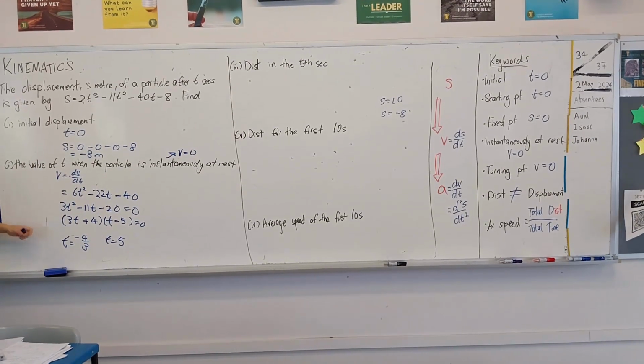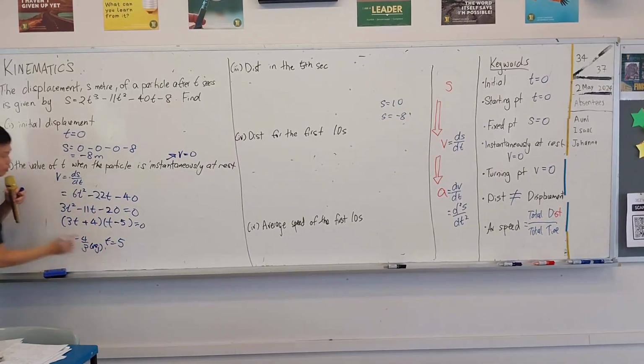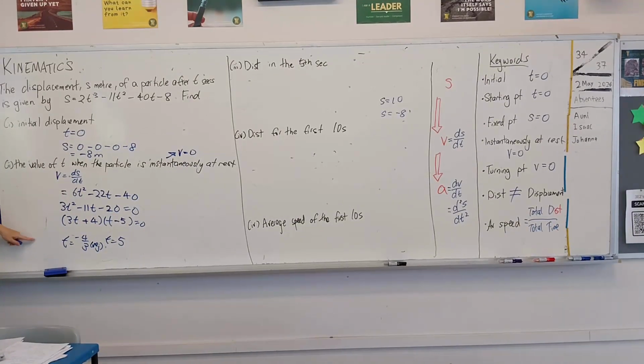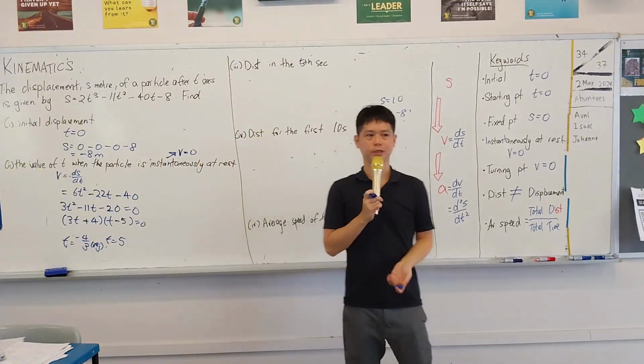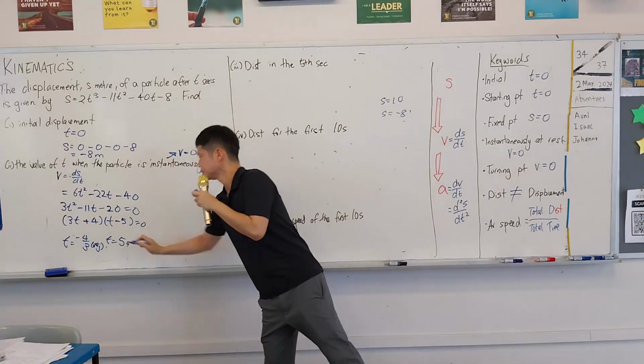Yeah, t cannot be negative. So in Amax, you must find and reject. If you never reject or you never put the negative 4/3, you will not get the answer mark. You must find, reject. Amax is compulsory. Okay, so t will be 5 seconds.